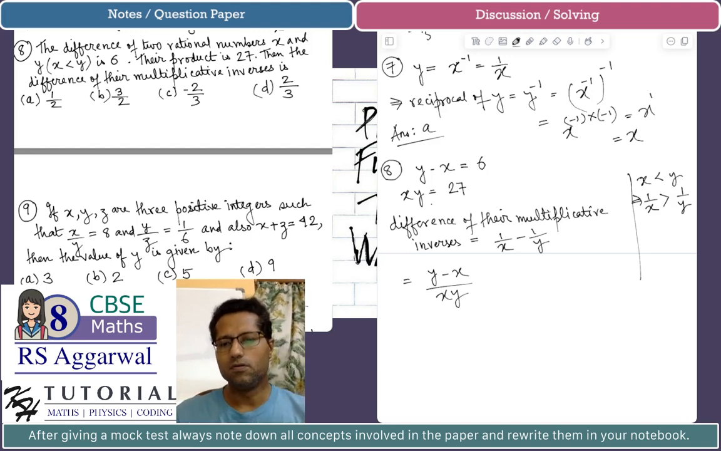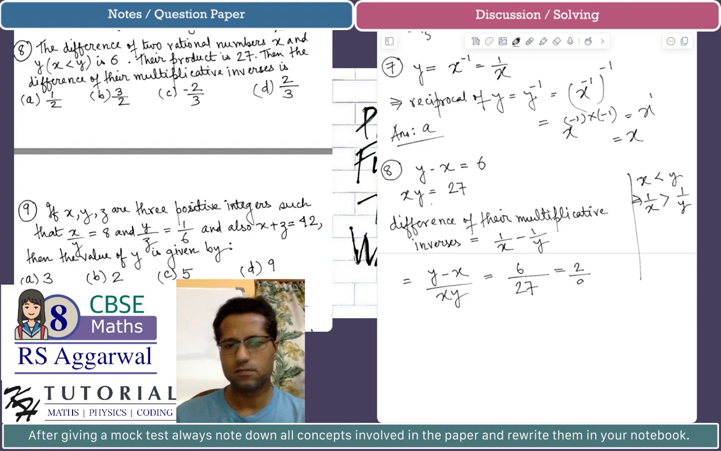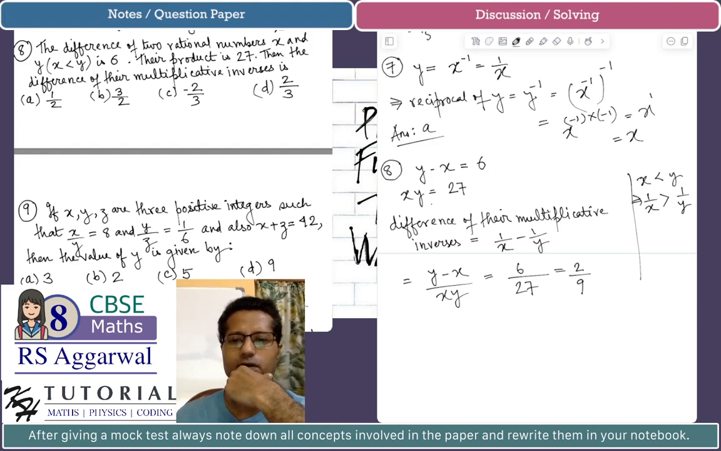So now it is clear, you know that y minus x is 6 and xy is 27. So this becomes 6 by 27, which is 2 by 9. But why is it given as 3 by 2, minus 2 by 3 and 2 by 3? The product is 27 and the difference is 6, so it should be 6 by 27.